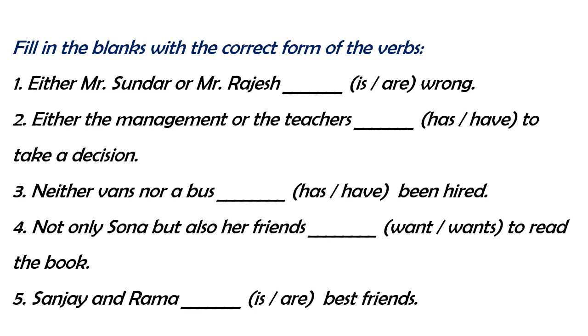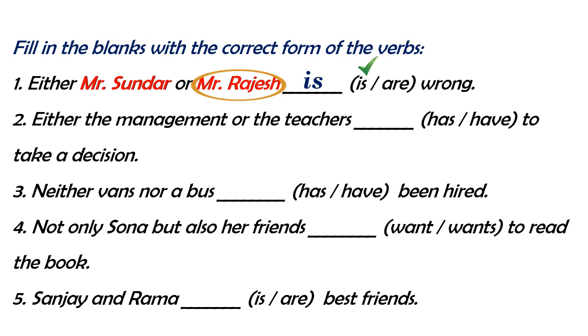Number 1. Either Mr. Sundar or Mr. Rajesh dash wrong. Here the subjects are Mr. Sundar and Mr. Rajesh. These subjects are connected with the conjunction either or. In this case, the verb should agree with the subject which is closer to it. Here the subject closest to the verb is Mr. Rajesh. It is singular, so we use the singular verb is. Either Mr. Sundar or Mr. Rajesh is wrong.